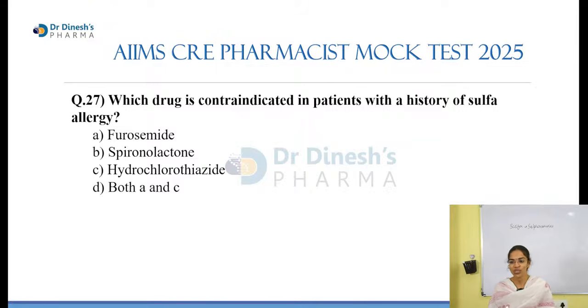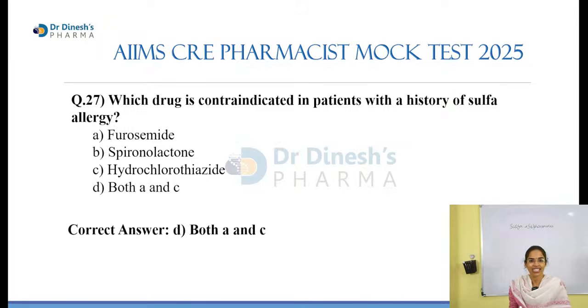Okay. So our options here are A, furosemide, B, spironolactone, C, hydrochlorothiazide, and D, both A and C. What's the right answer? Furosemide, spironolactone, hydrochlorothiazide, all these belong to the class of what? They belong to the class of diuretics.